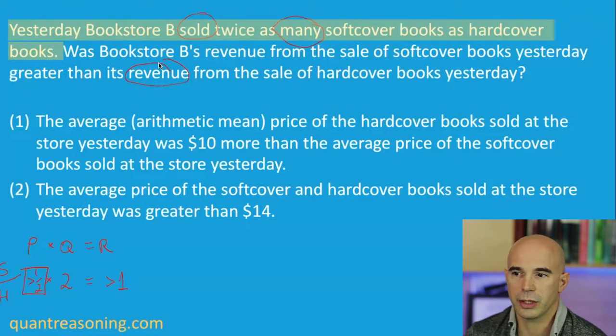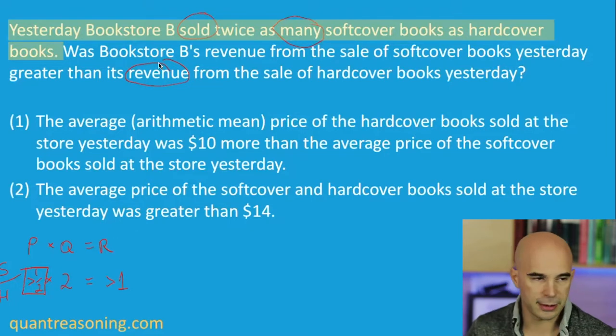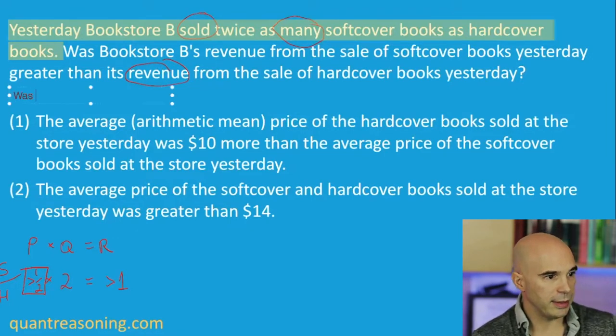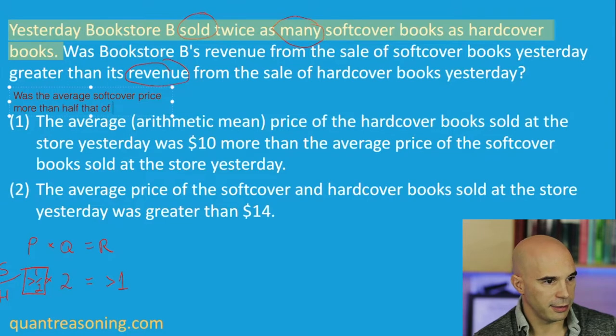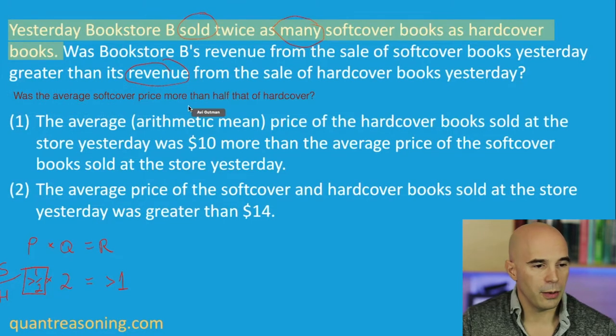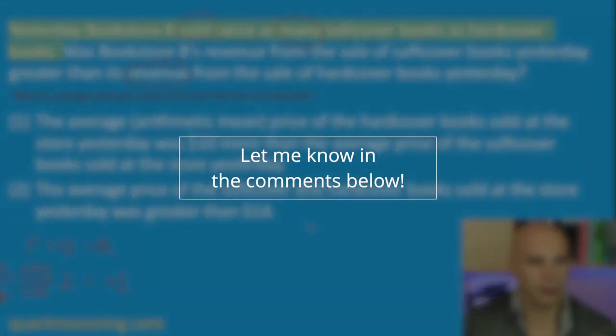So that was the work that JD did there when he rephrased the question, and I'm going to type up that rephrase right now. So what we're really asking is, was the average softcover price more than half that of hardcover? Now we're ready to look at the statements. Let me know in the chat, which of these statements would you start with? Which of these do you find easier to evaluate?